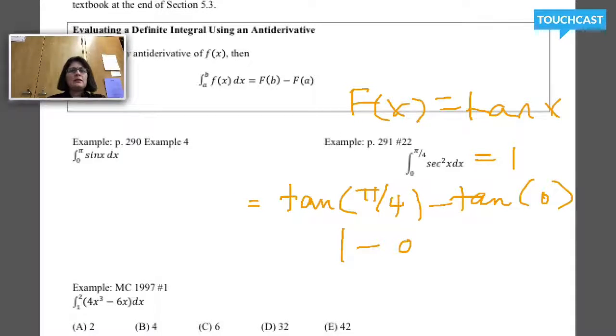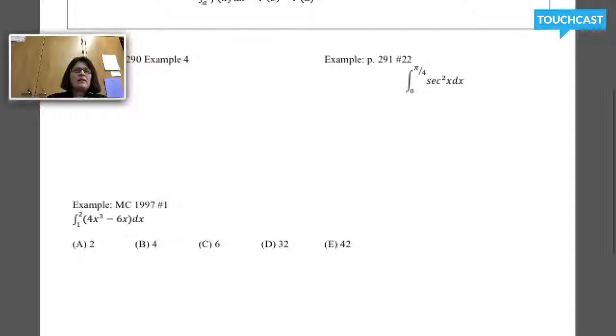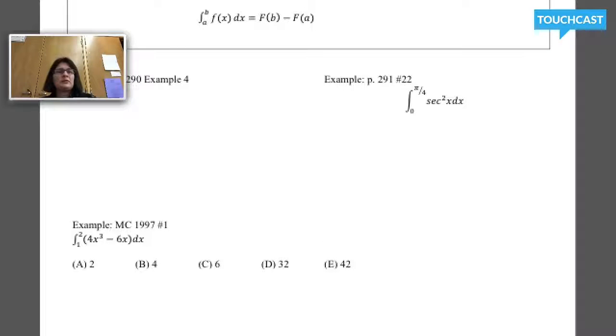Take a look at this next one. I'm going to have to think a little harder about this antiderivative, but everything else is going to be the same. If I could think of an antiderivative of 4x cubed minus 6x, I'm going to be able to evaluate this definite integral. So if I were taking the derivative of a polynomial function, I bring the old exponent down to the front to multiply, and I decrease the exponent by 1. Here, I'm going to try to build my capital F. I'm going to undo those operations in reverse order.